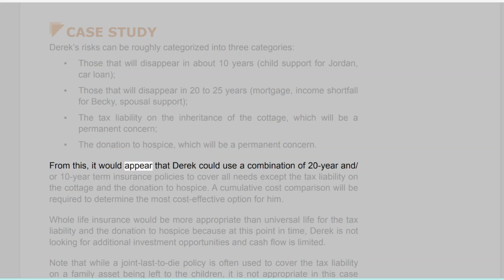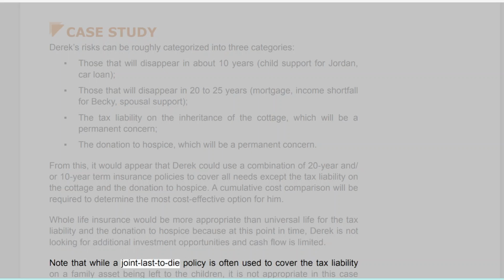From this, it would appear that Derek could use a combination of 20-year and/or 10-year term insurance policies to cover all needs except the tax liability on the cottage and the donation to hospice. A cumulative cost comparison will be required to determine the most cost-effective option for him. Whole life insurance would be more appropriate than universal life for the tax liability and the donation to hospice because at this point in time, Derek is not looking for additional investment opportunities and cash flow is limited.